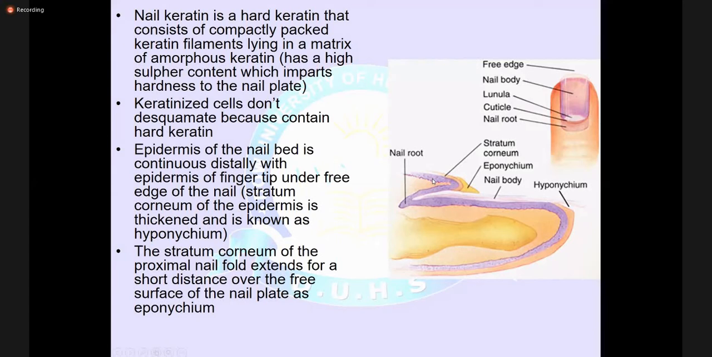Here we have the nail body. This is the hyponychium, the part of the skin that is below the free edge of the nail. The epidermis of the nail bed is continuous with the epidermis of the fingertip under the free edge. The stratum corneum of the epidermis here is known as the hyponychium, as I told you. The stratum corneum of the proximal nail fold extends for a short distance over the free surface of the nail plate as eponychium. So the stratum corneum of the proximal fold is named as eponychium. This one is the eponychium, and this is the stratum corneum which is present distally near the fingertip. It is forming the hyponychium.